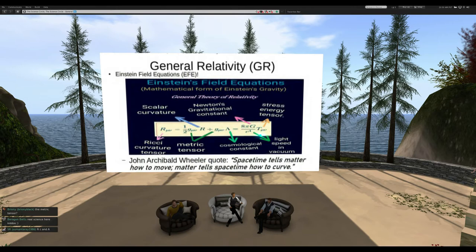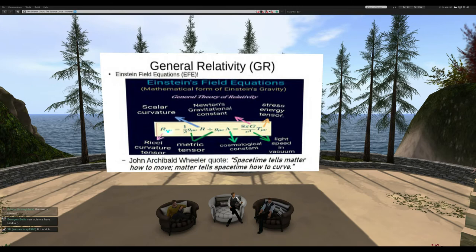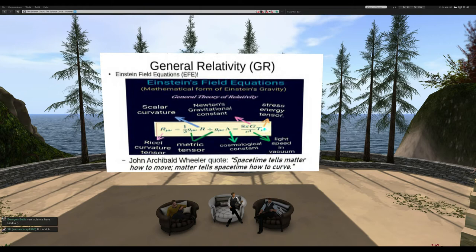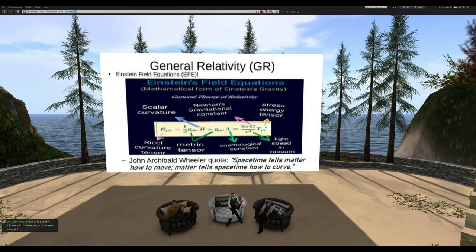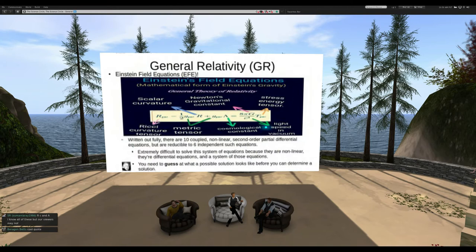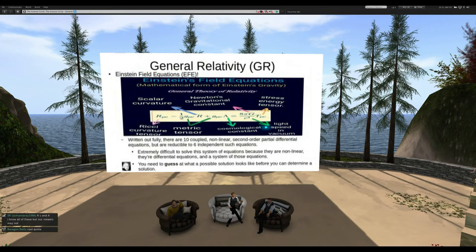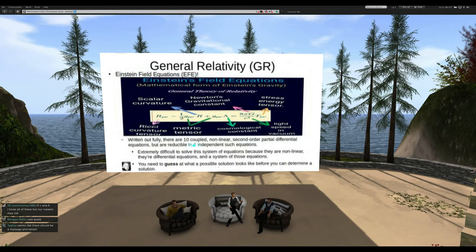So what is this equation telling you? John Archibald Wheeler, physicist in the 50s and 60s, says it best. On this side, we have the space-time side of the equation, and we have the matter side of the equation. Space-time tells matter how to move, and matter tells space-time how to curve. That's a great quote.